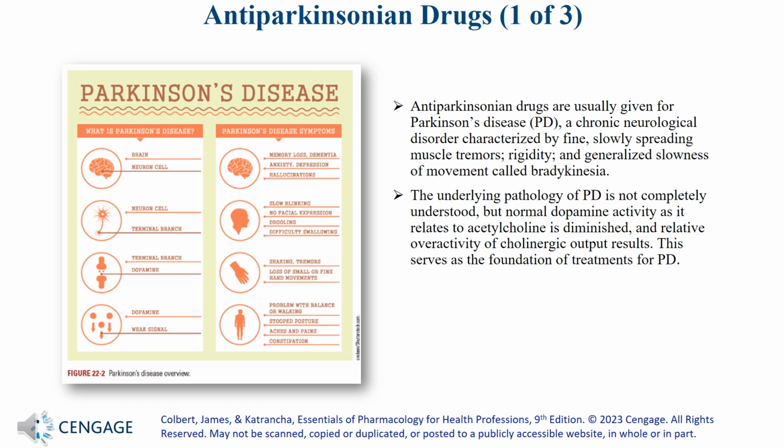Anti-Parkinsonian drugs are usually given for Parkinson's disease, shortened to PD, which is a chronic neurological disorder characterized by fine, slowly spreading muscle tremors, rigidity, and generalized slowness of movement, called bradykinesia. The underlying pathology of PD is not completely understood right now, but normal dopamine activity as it relates to acetylcholine is diminished, and relative overactivity of cholinergic outputs results. This serves as the foundation of treatments for PD.